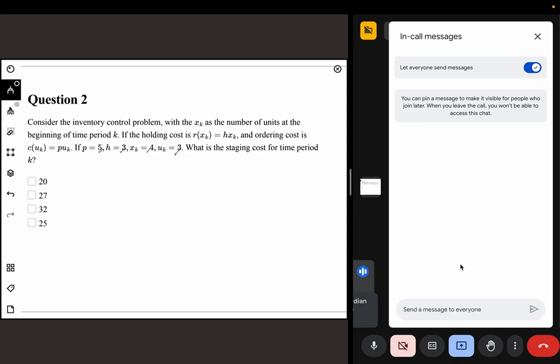This is also straightforward. So how do I calculate the total cost? It's basically my purchasing cost plus holding cost. That will be h times xk plus p times uk. xk and uk are given, h and p are also given. This is a straightforward one, but often the problem is again these particular things are not actually linear.